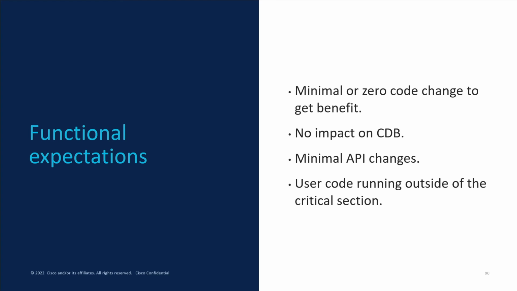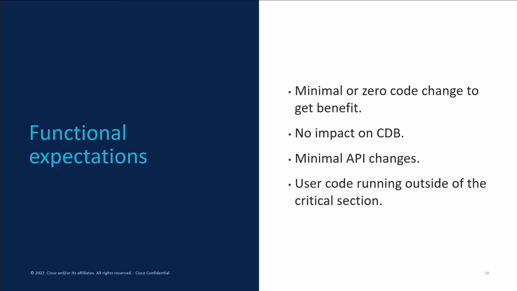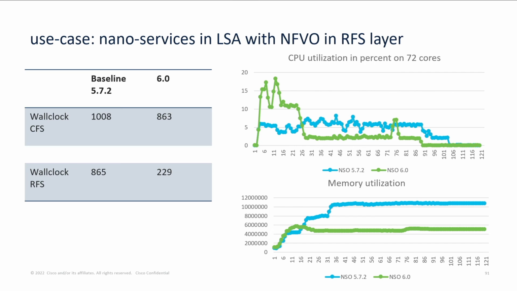In terms of functional expectations, we expect minimal or zero code change to get this benefit. This will, of course, be dependent on the customer, how they have written their services. We also expect minimal or no impact on CDB. We don't want an expensive migration experience for our customers. We also expect minimal API changes and most of the user code running outside of the critical section. But now for some actual numbers, what you've all been waiting for.